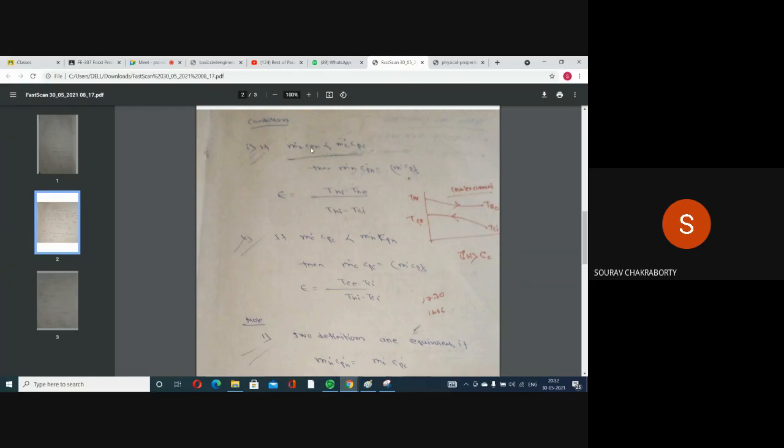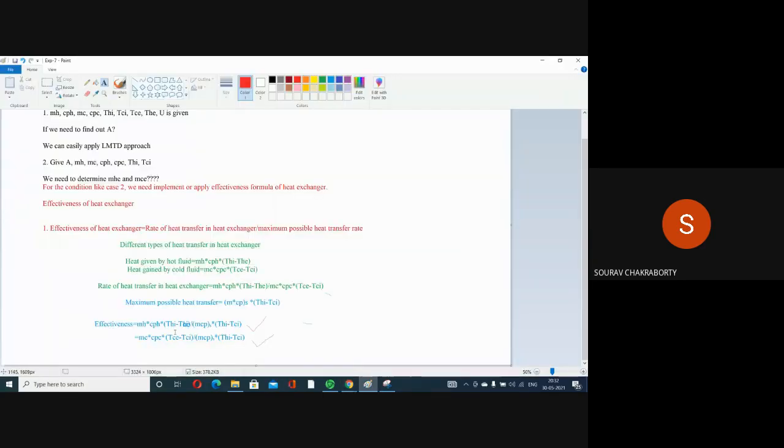For the hot fluid and the cold fluid, we will check in which case we have the smallest value. On the basis of that smallest value, we will select MCPS. Here MHCPH is smallest as compared to MCCPC. That's why MHCPH will be equal to MCPS. So if the condition is like this, what will happen if we put it in this equation? Let me write it out here.